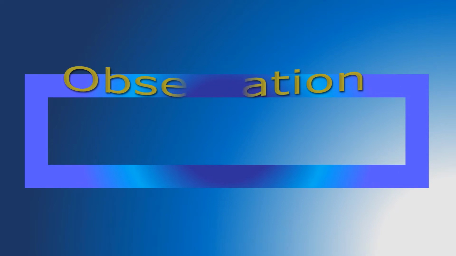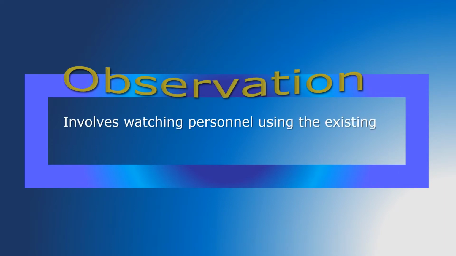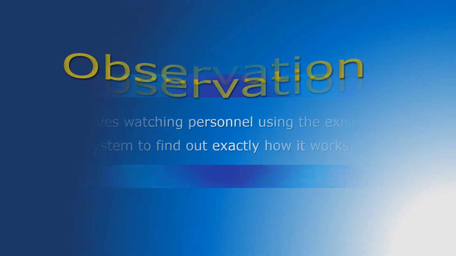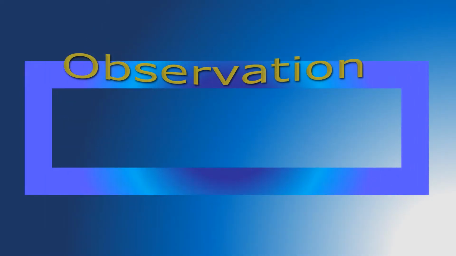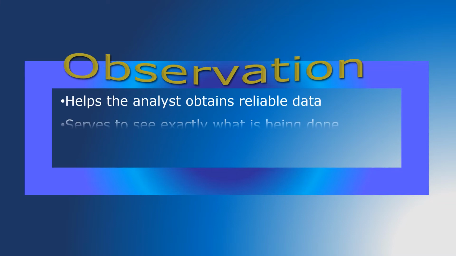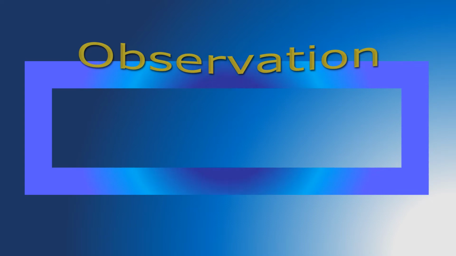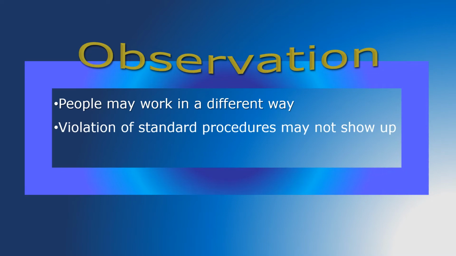Observation involves watching personnel using the existing system to find out exactly how it works. This method helps the analyst obtain reliable data, serves to see exactly what is being done, and is a relatively inexpensive method. On the other hand, people are generally uncomfortable being watched and may work in a different way than if workers perform tasks that violate standard procedures. They may not do this while being watched.